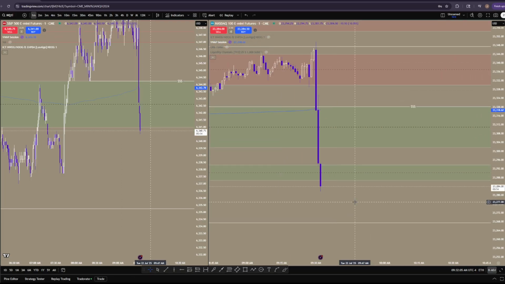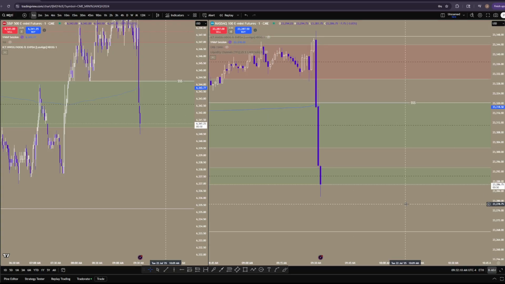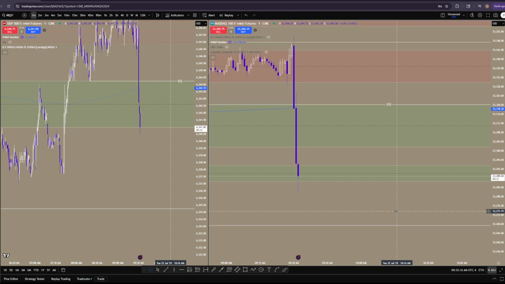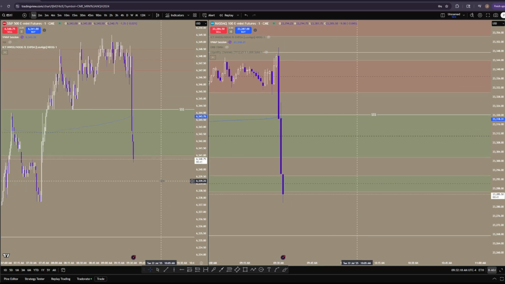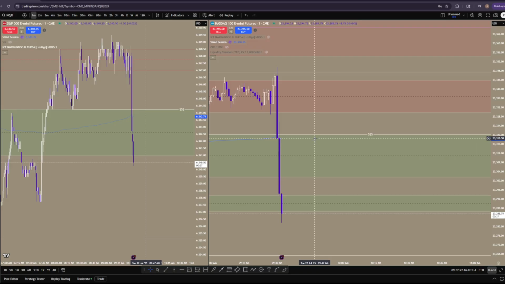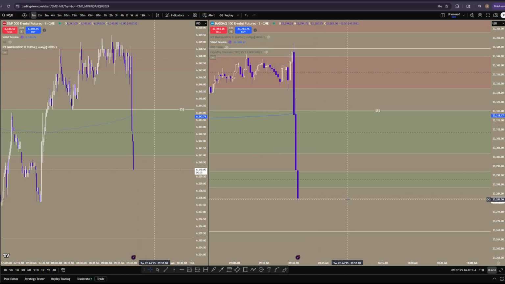Okay, a lot of selling pressure here at open. So pretty decent volume here. Pretty much the opposite of yesterday. Yesterday we got a ton of buying pressure and pumped like crazy. Right now we are just absolutely dumping.